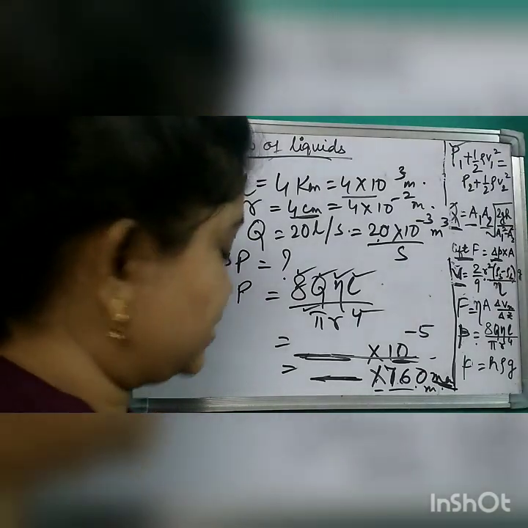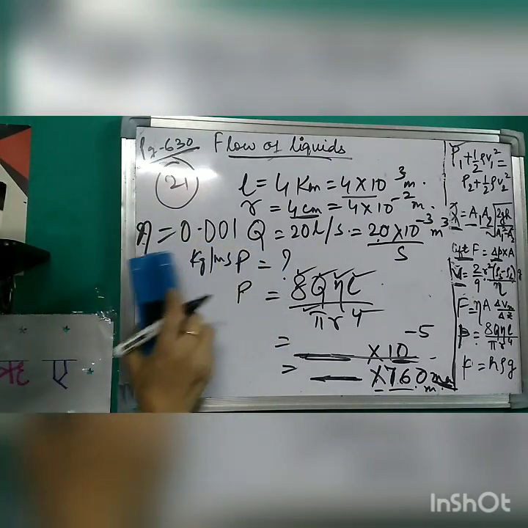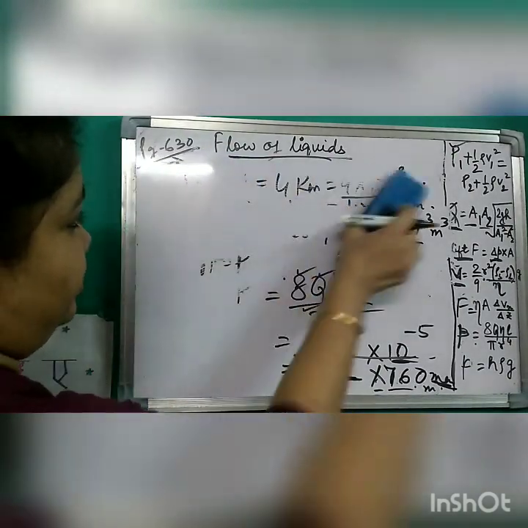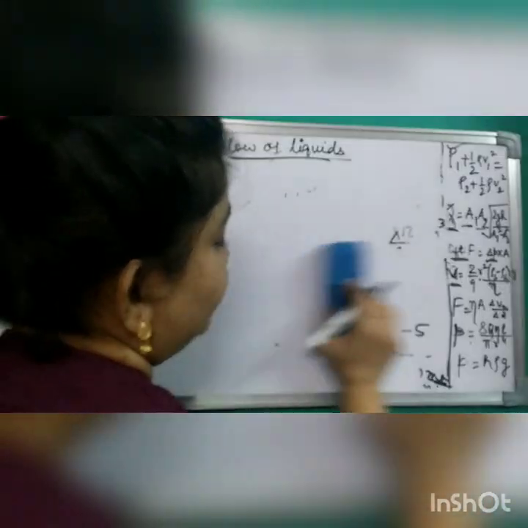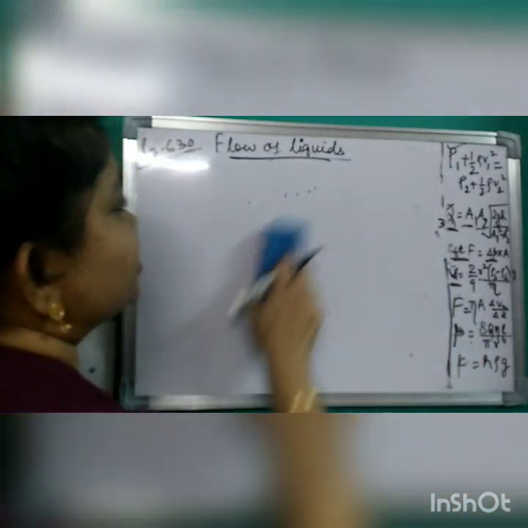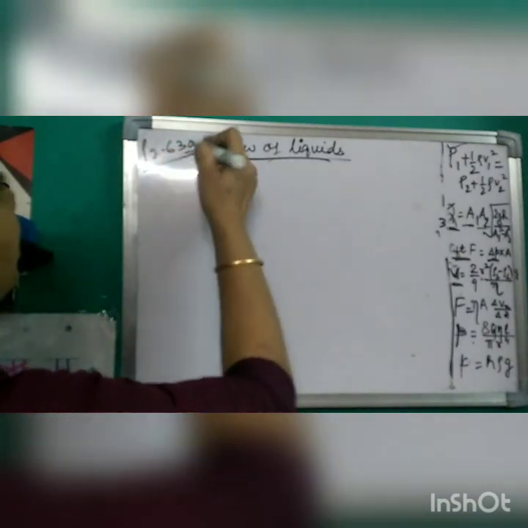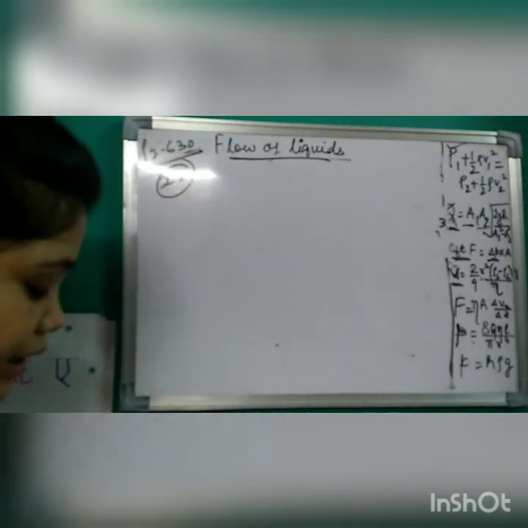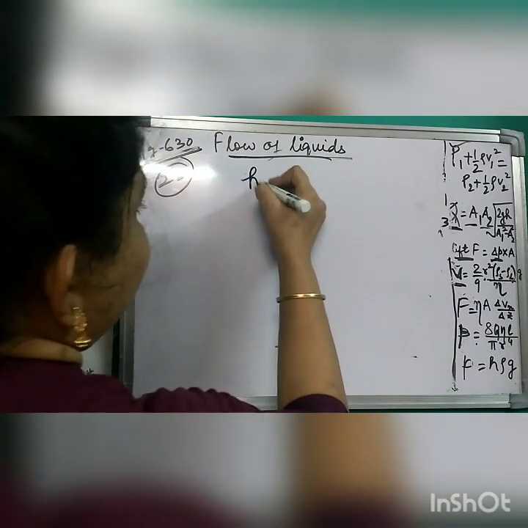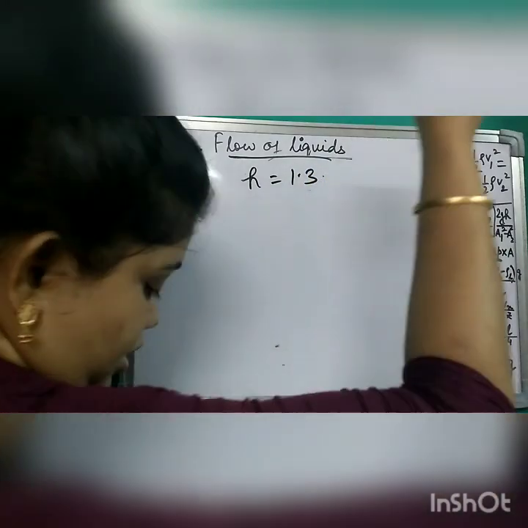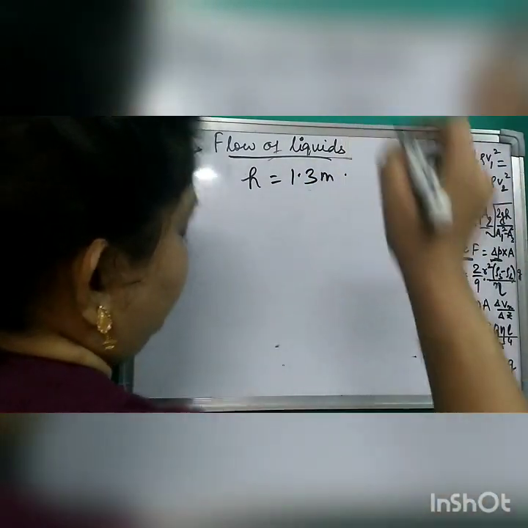Next, sum number 22, which is the last sum of this chapter. Basically students, here we have mainly done the sums related with terminal velocity and Poiseuille's formula. So sum number 22. Let us see. The level of blood in a bottle used to give blood to a patient is 1.3 meter high above the patient. So H is given as 1.3 meter.